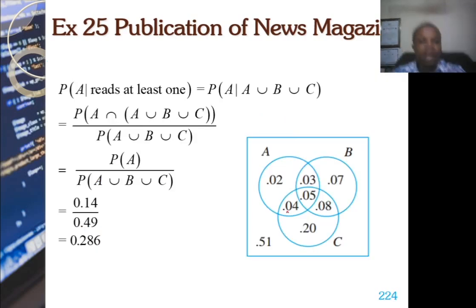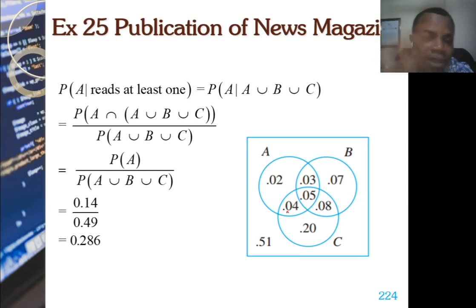And what if we would like to determine the probability that the person reads the A column, that is A, and reads at least one of the columns?